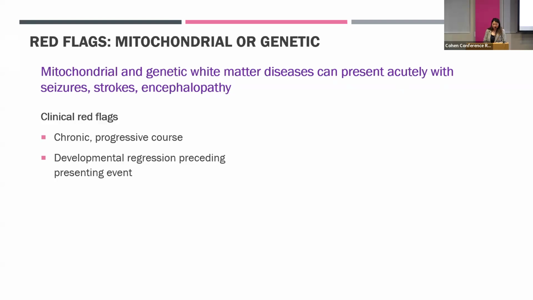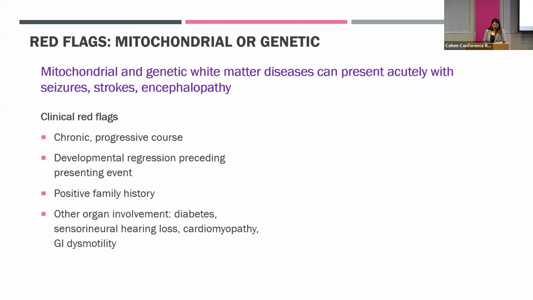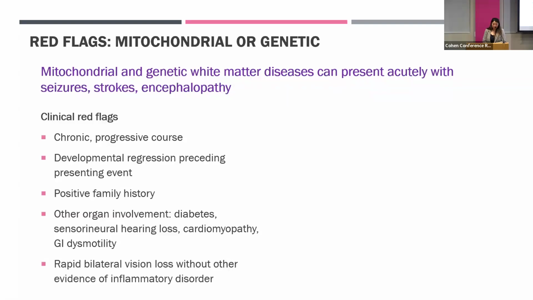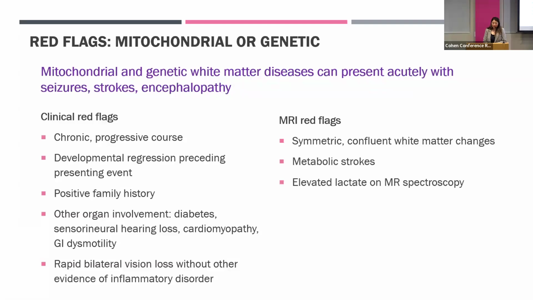They have had a sudden developmental regression preceding some kind of presenting event or viral illness, immune trigger. A positive family history, again, talking to the family, and then any other organ involvement. So diabetes, sensorineural hearing loss, cardiomyopathy, GI dysmotility being the most common ones. And then for the LHON spectrum, if there's a rapid bilateral vision loss that does not respond to immunotherapy without any other evidence of a neuroinflammatory disorder, think about Leber's.